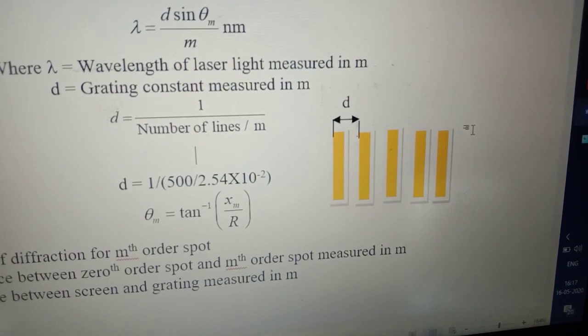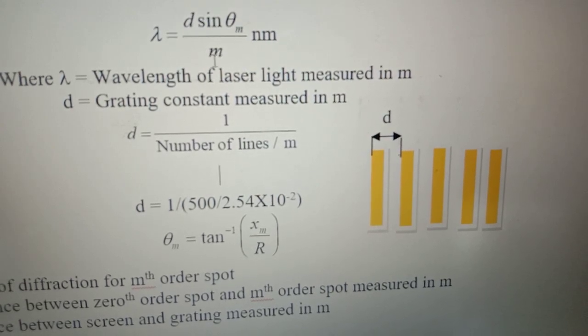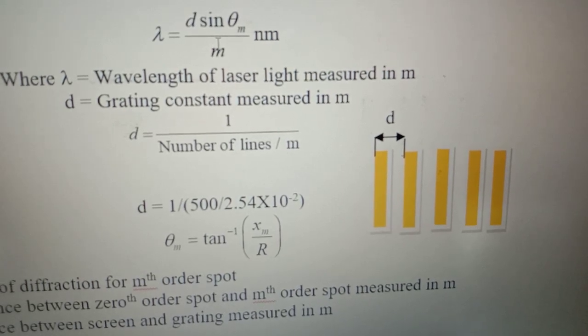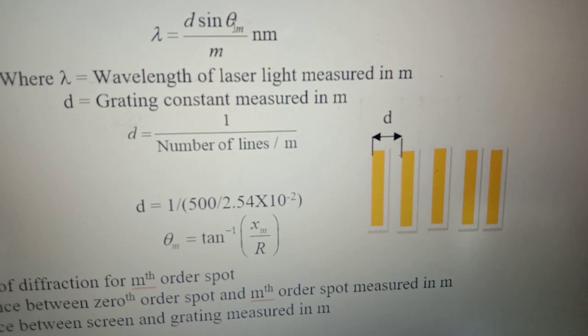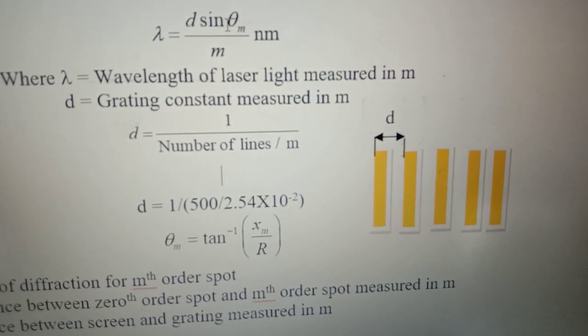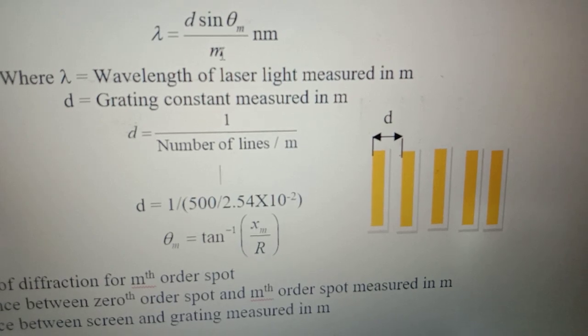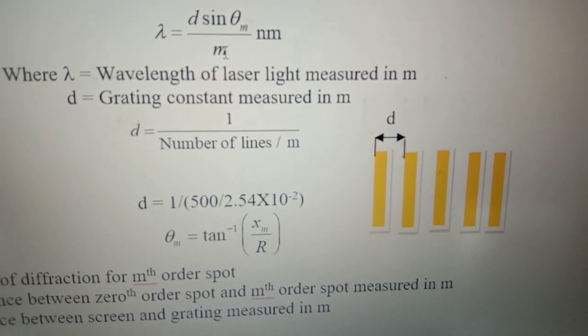In this equation, theta m is the angle of diffraction for a particular order of diffraction. So m indicates the order of diffraction and theta m indicates the angle of diffraction. You have to determine this angle of diffraction and order of diffraction experimentally by setting up the apparatus. I will take you to the apparatus arrangement now.